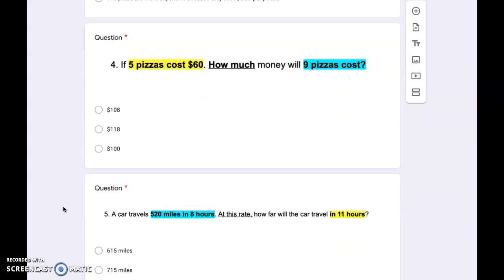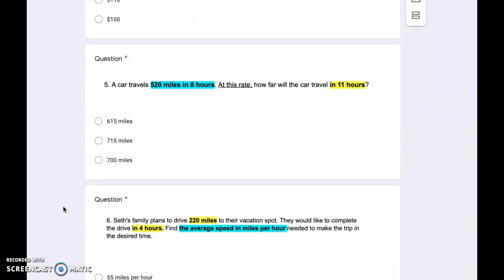Number 4. If 5 pizzas cost $60, how much money will 9 pizzas cost? Remember, money over the amount of pizzas. Your choices are $108, $118, or $100.